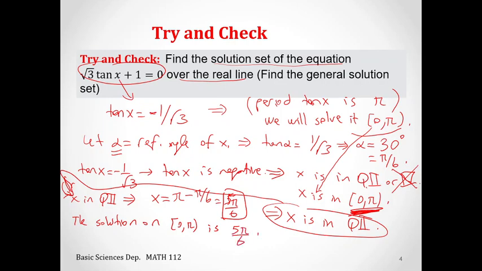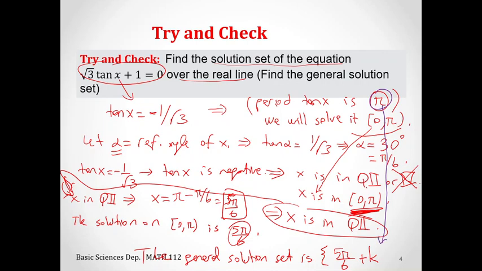Now the general solution set is, we take this one, we put it here, 5 pi over 6. If you have more, you will take all of them, plus k times pi. Pi is the period of tangent, so you take it from here.